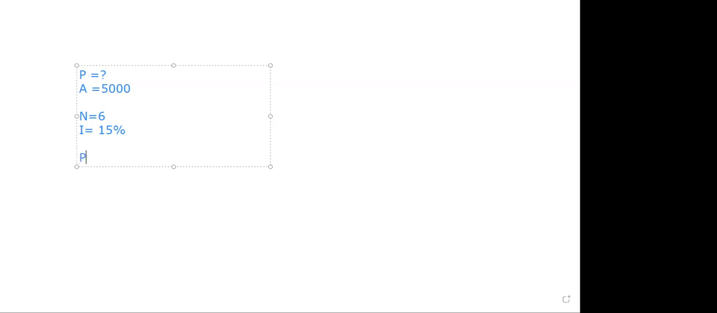So we have P and we are given A. Okay, so you just multiply this by the interest factor. We are looking for P. Remember, everything under is what is given: given A at a particular interest and for a particular number of years.